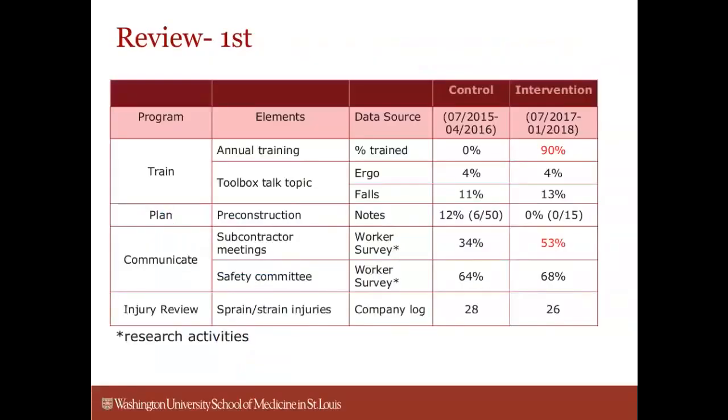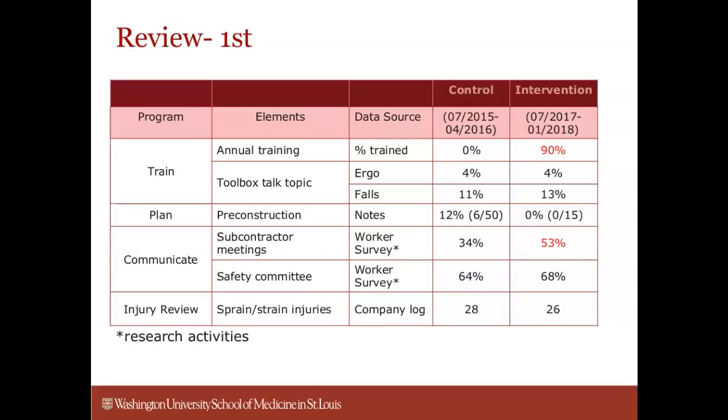And then after the program was underway for a period of time, we had the first review. This table gives you, again, an example of the train, plan, communicate, and review on the left side, which are the elements of the program. For each one of those categories for the program, we had different elements. So under train, we looked at the annual training of the workers as well as the frequency of toolbox talks.